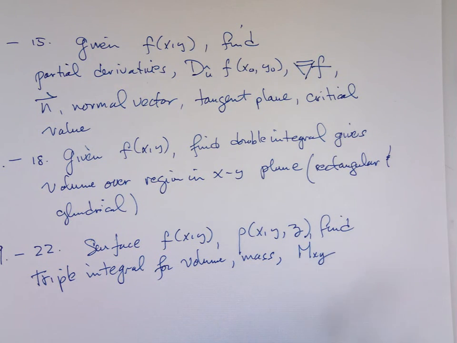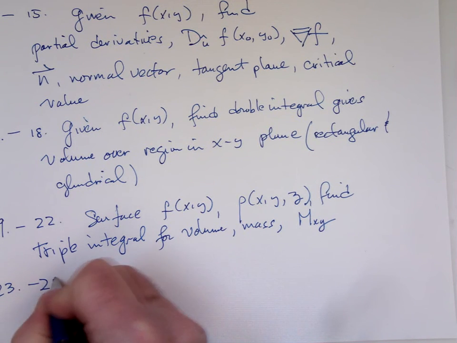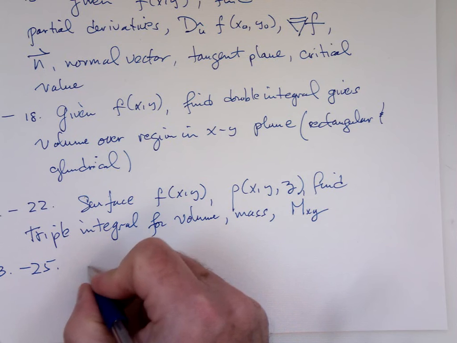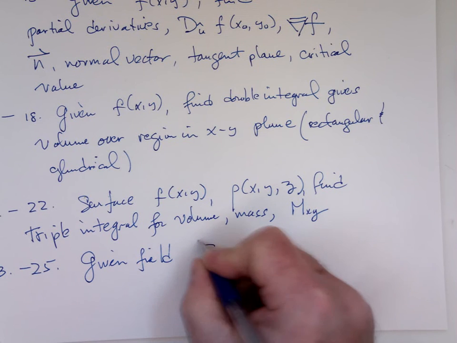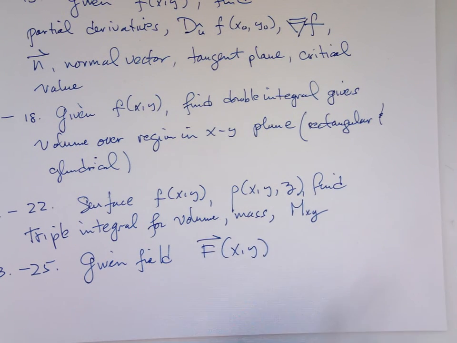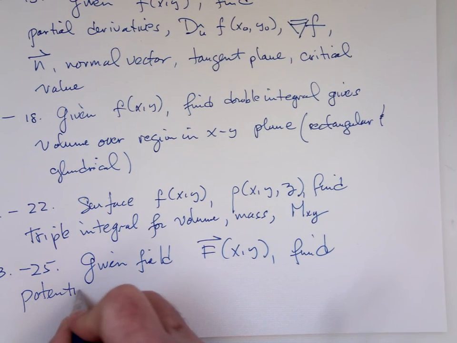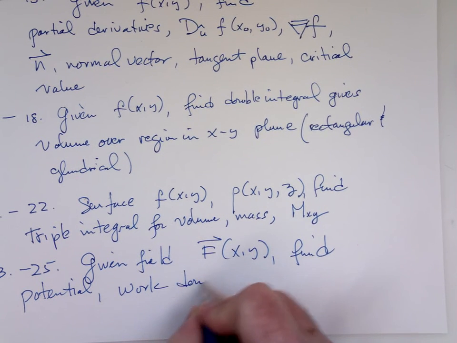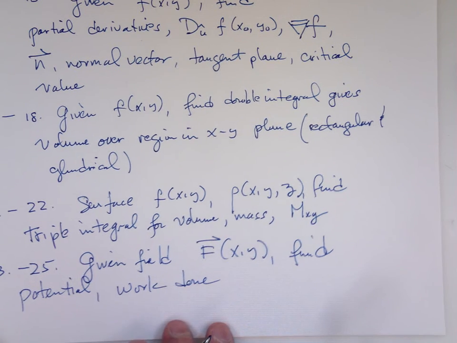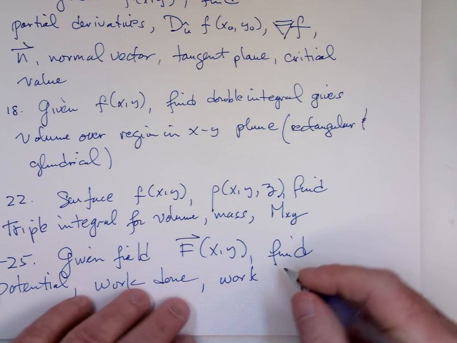And then finally, 23 through 25 is a vector field. Find the potential, so it's a conservative vector field. Find the work between 2 points, choose your path, and then the work around the square.